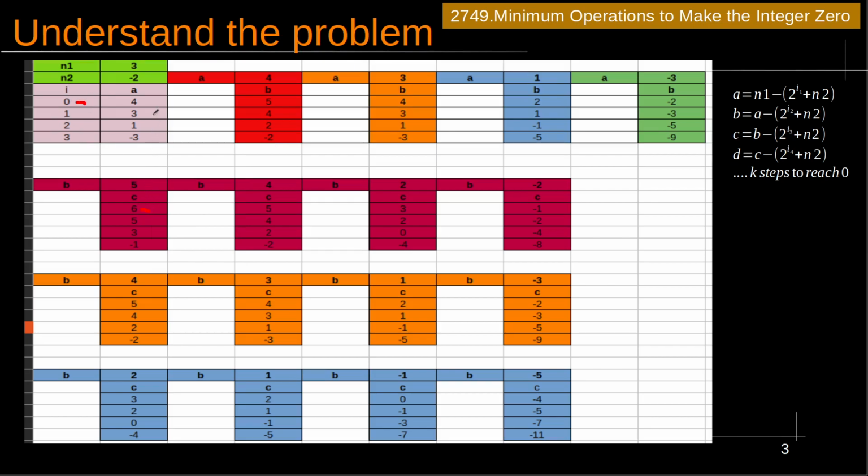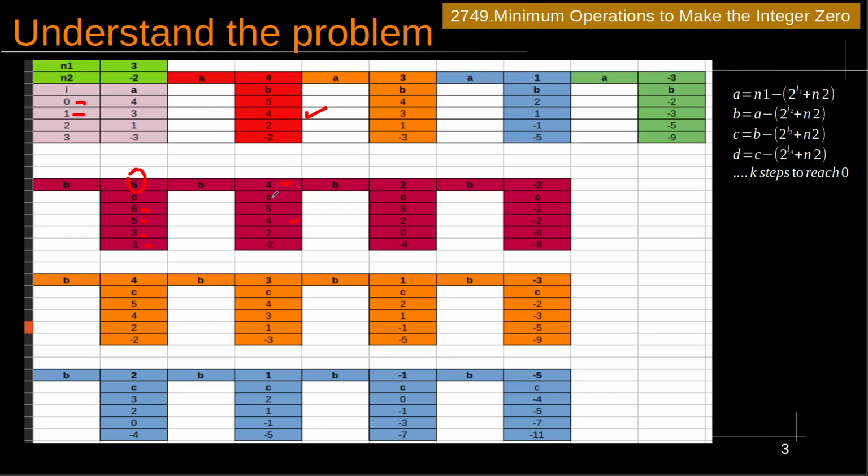B is equal to 6. For B equals 5, C is equal to 6. For power 0, for power 1, C is equal to 5, etc. For power 2, C is equal to 3. For power 3, C is equal to minus 1. For all B equal to 5, if B is equal to 4, for B equal to 4, this one.